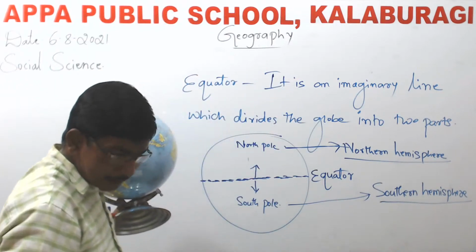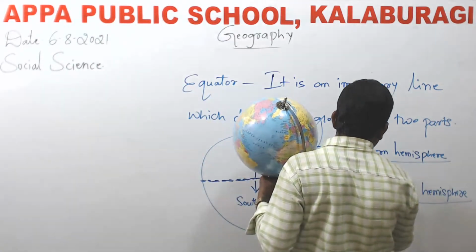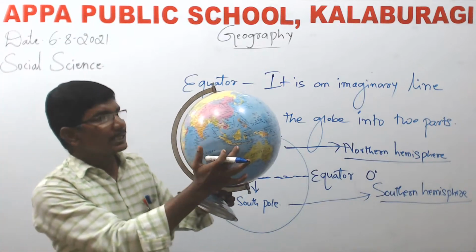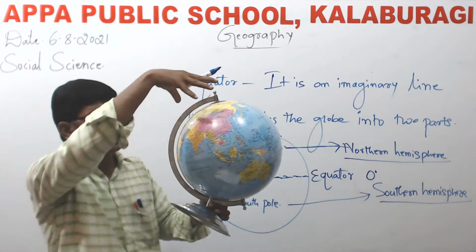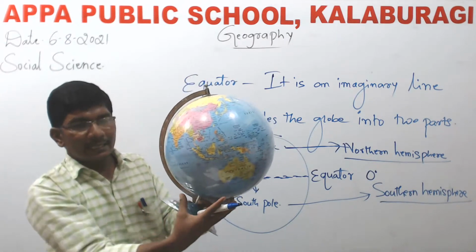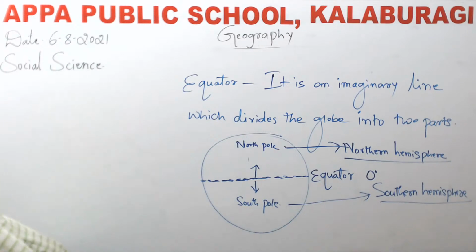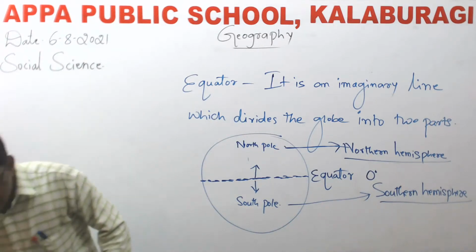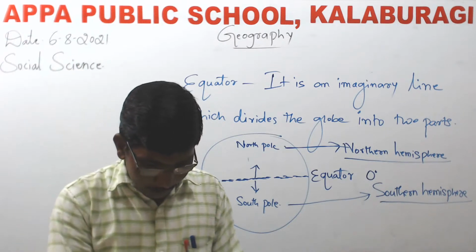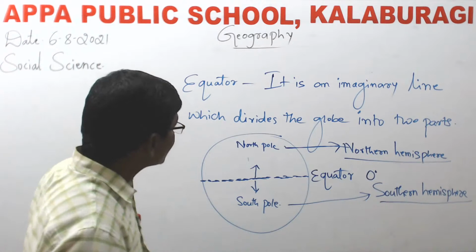The value of the equator is 0 degree. So the equator is dividing the globe into two parts. One is the Northern Hemisphere and another one is the Southern Hemisphere. Is it clear, children? So now we have studied about the equator. Is it clear, children?